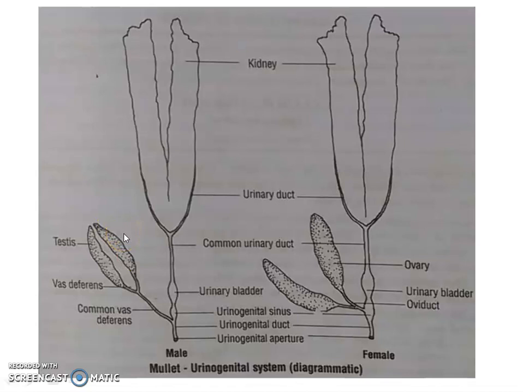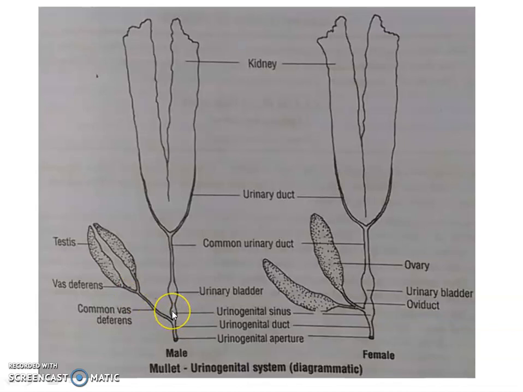Vasa efferentia. And all these vasa efferentia of a particular testis join together to form a single sperm duct. It is referred to as the vas deferens. So you have the right and the left vas deferens, and these join together to form the common vas deferens, which opens into the urinogenital sinus.